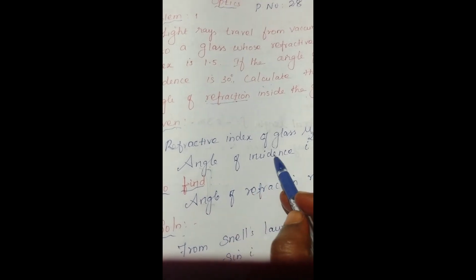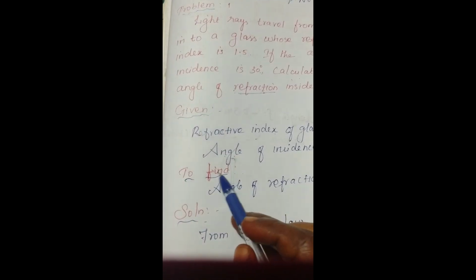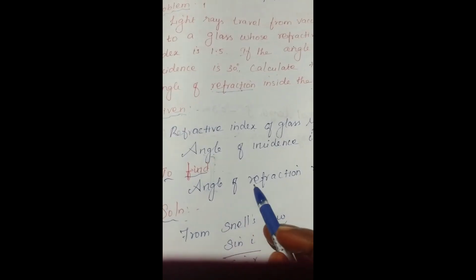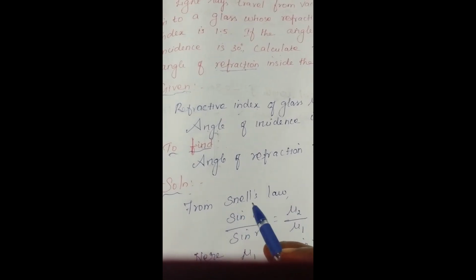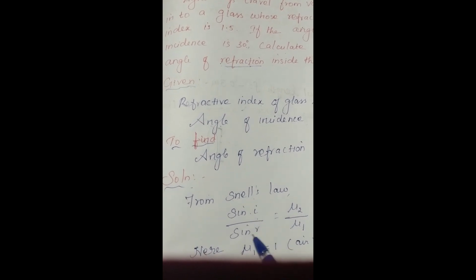And angle of incidence i is equal to 30 degree. Angle of incidence is equal to 30 degree. What we have to find? To find angle of refraction r value only we are going to find. So already I told which formula we are going to use here. Snell's law. Okay, as per the Snell's law, sin i by sin r is equal to mu 2 by mu 1.